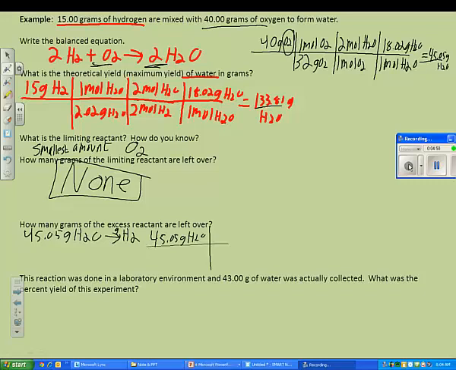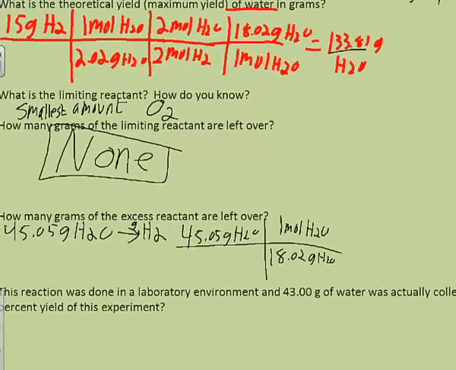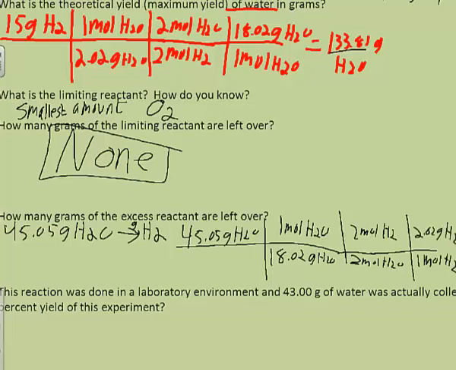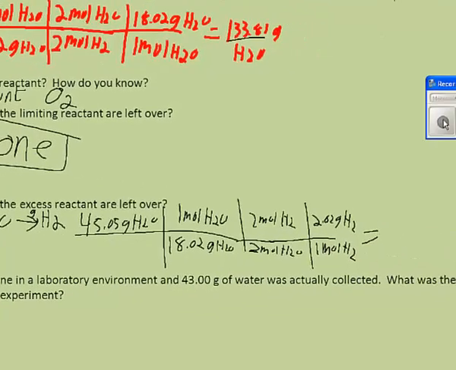Convert to moles using molar mass, so 18.02 grams of H2O for every 1 mole of H2O. Mole ratio, it's going from 2 to 2: 2 mole H2O to 2 mole H2. And then convert to grams of H2. That will give you 5.05. That'll be grams that you actually used.